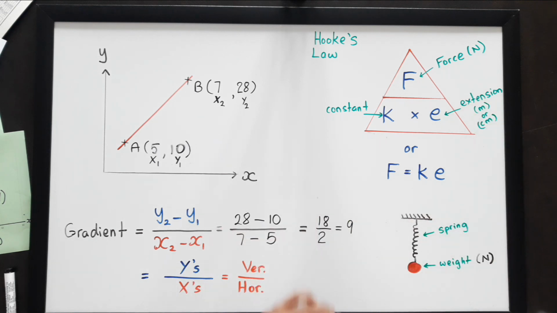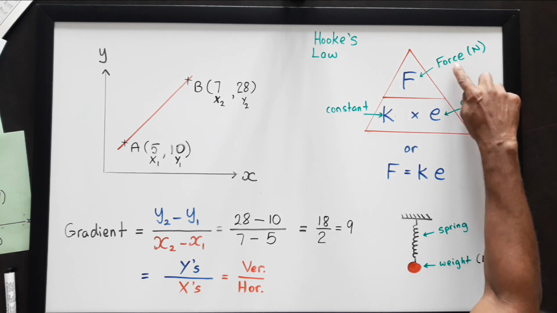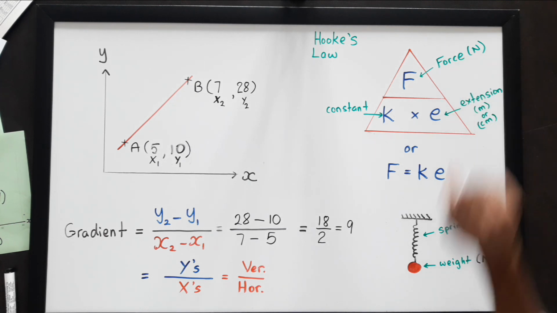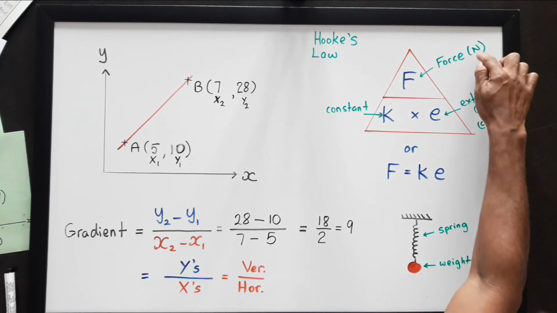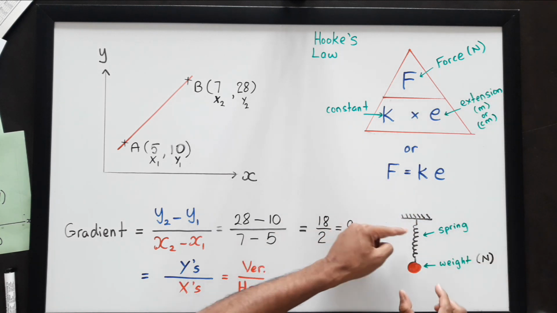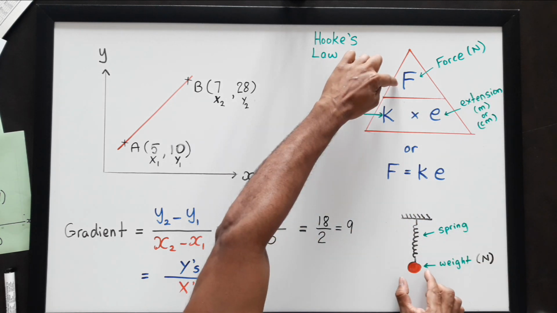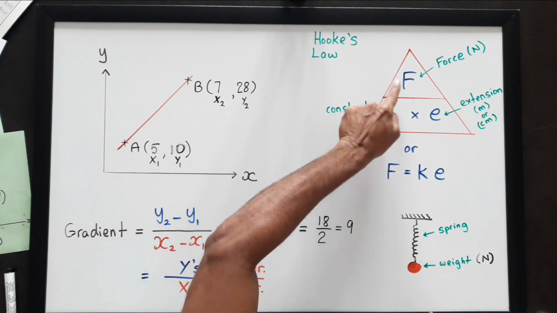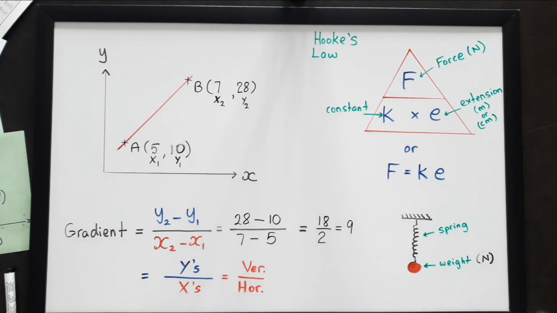So in this little experiment here, we're going to be putting different weights on the spring, and the weight is going to be measured in newtons. Now you might not know this, but weight is not measured in kilograms. Weight is measured in newtons. And force is also measured in newtons, capital N, which means weight is a type of force. So as we add more and more force to the spring, the extension should get larger.